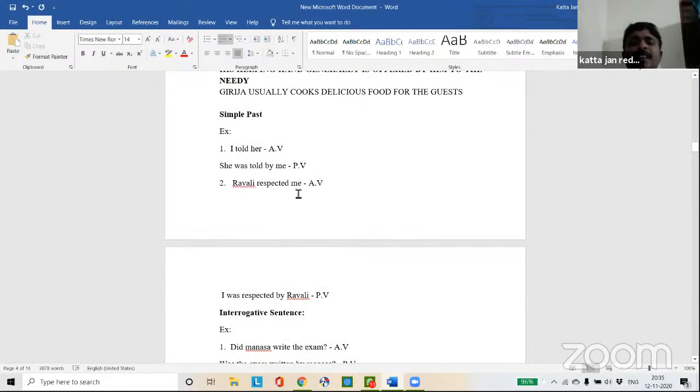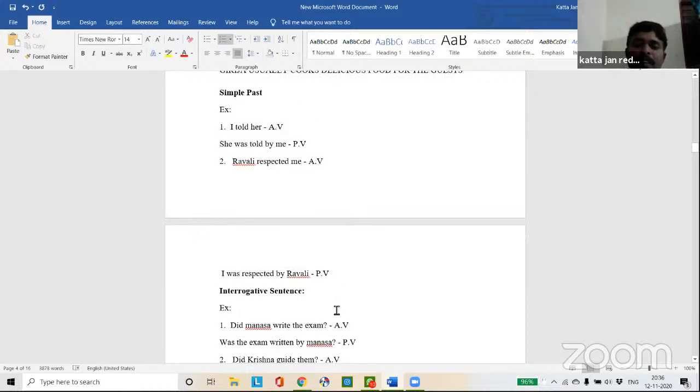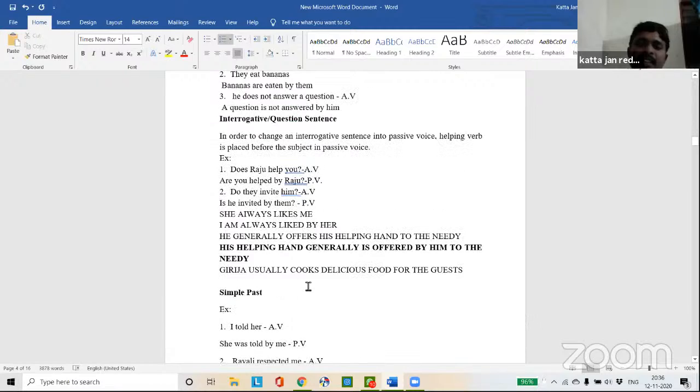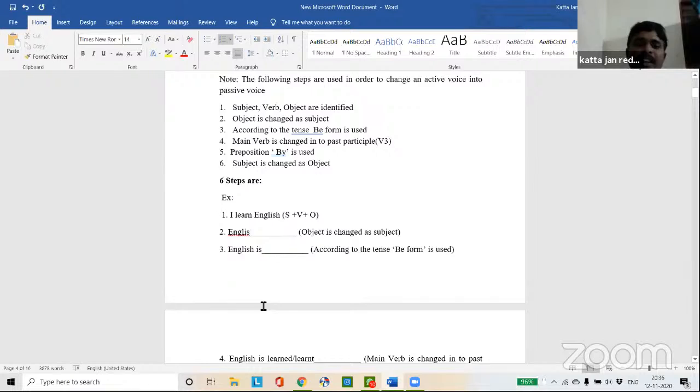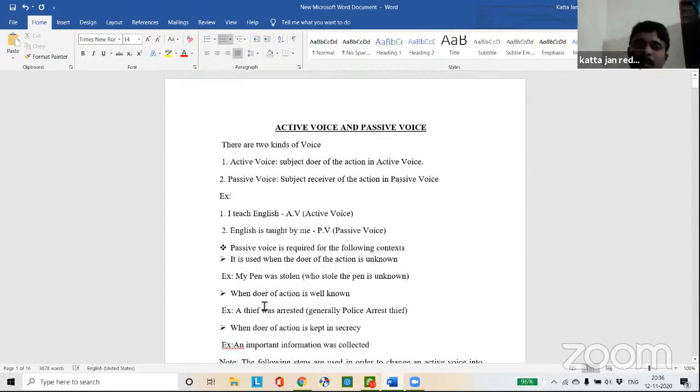Okay. And Ravali respected me. Ravali respected me. Subject, verb, I mean V2, object. I, again singular, was respected. V3, by Ravali. I was respected by Ravali. Simple. Okay. So please keep in mind this table and these 6 steps. Then we will rock the show of tomorrow.